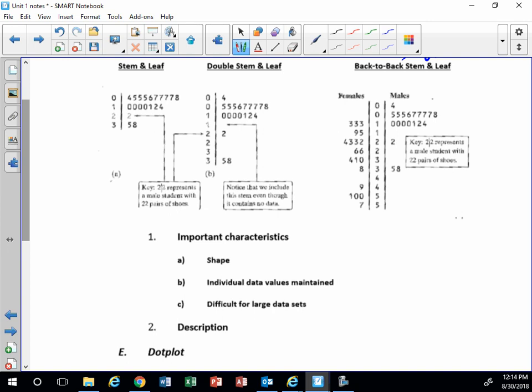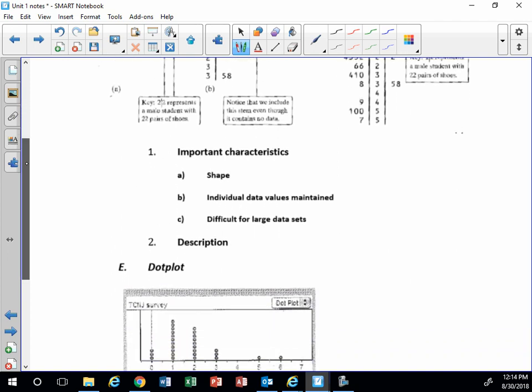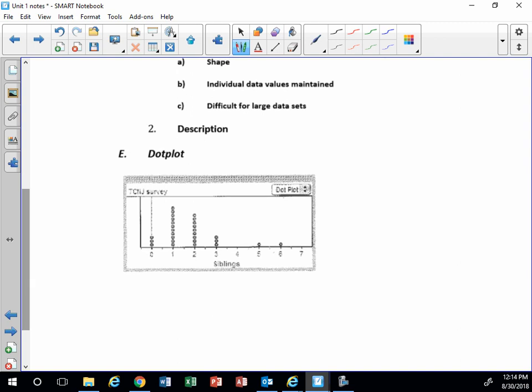All right, a dot plot is our next one. So these are very simple, but it's also very easy to create, very easy to see what's happening. We know that this is a survey, the number of siblings. You know, there are 3 people who have 0 siblings. You can just count your dots. This is how many people have 1 sibling.